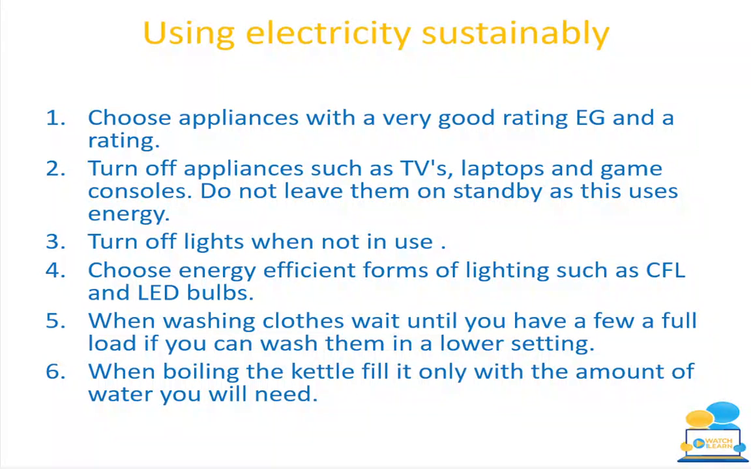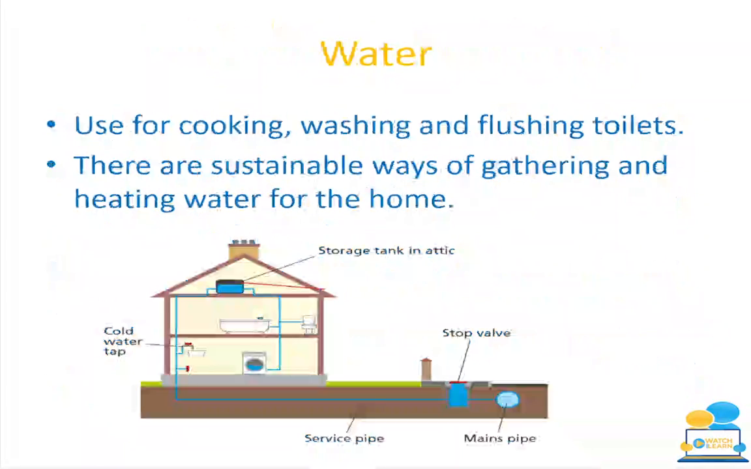Turn off lights when not in use. Choose your energy efficient bulbs, such as your CFL, so compact fluorescent lamps, or your light emitting diodes, so your LED bulbs. When you're washing clothes, wait till they are actually dirty. Use a cold cycle, so for example, wash at 30. Nearly all of the washing detergents now are used at washing at 30, and they kill any microorganisms. Wait until you have a full load as well. If you're boiling a kettle, don't fill it all the way up if it's just for you. Only put the amount in it that you are actually going to need.